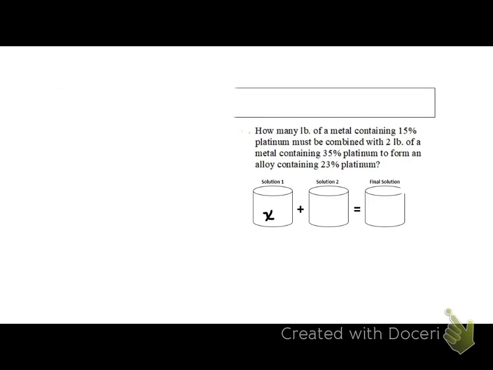How many pounds of metal containing 15% platinum must be combined with 2 pounds of metal containing 35% platinum? So 2 pounds at 35%. It must be formed to contain an alloy of 23% platinum. Again, I try to fill in all the information that I possibly can for this.